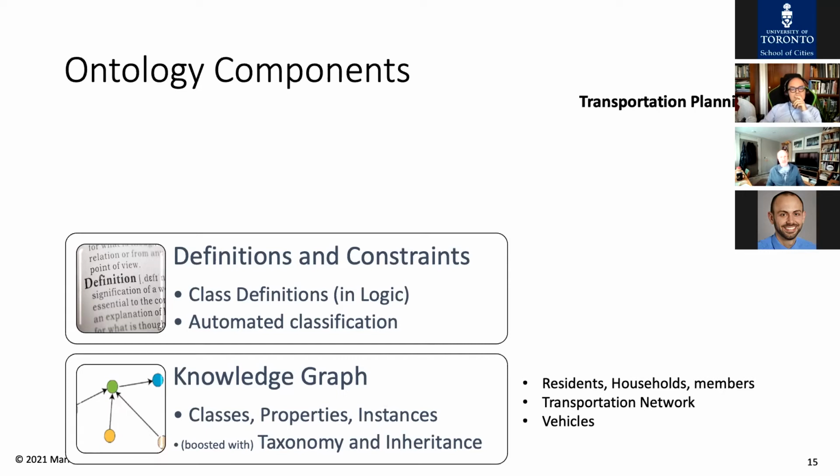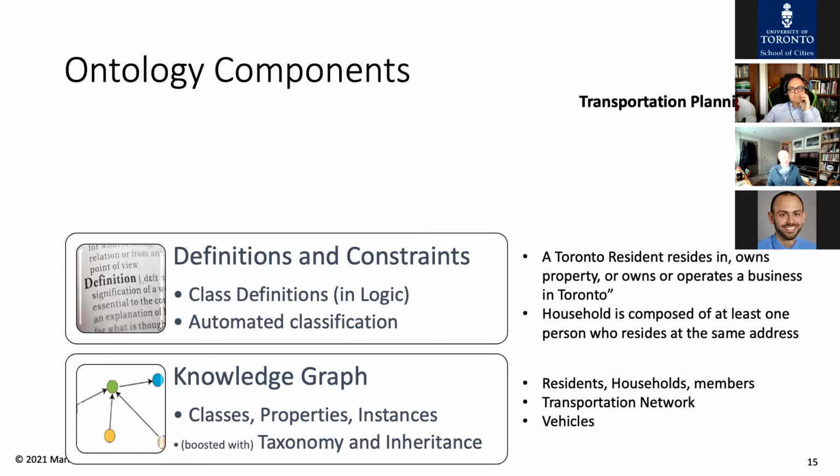We can do deduction. We can infer new things about these things that exist within the supply chain based upon it being an instance of a class. There's a variety of things that we can do if we have definitions and constraints on these classes.